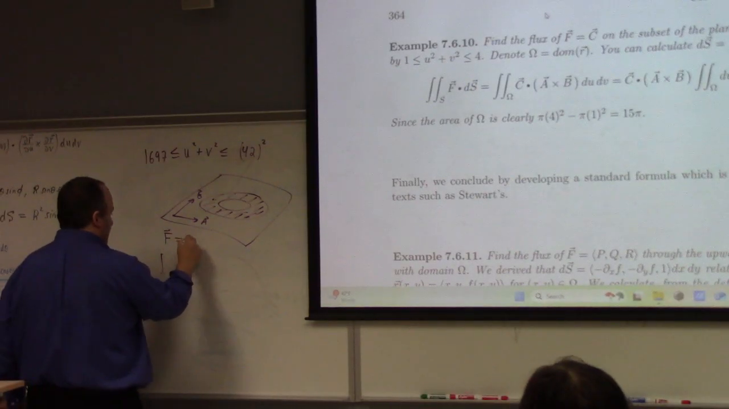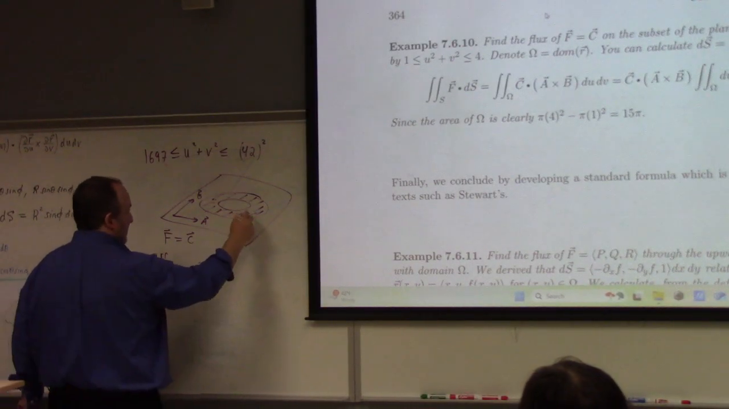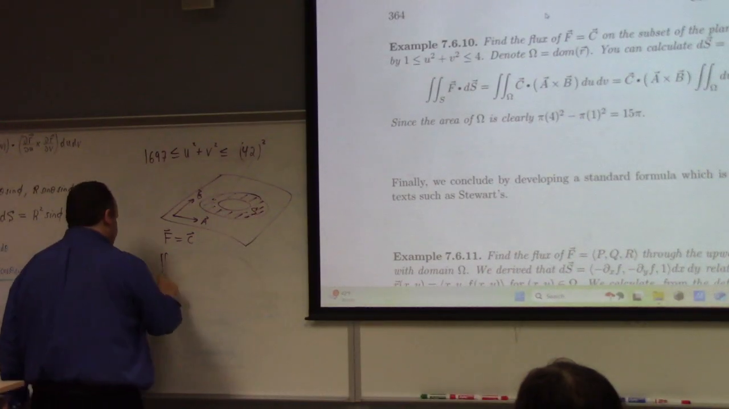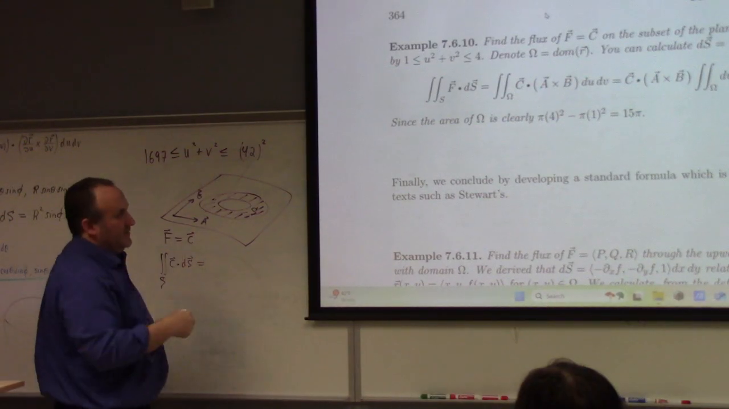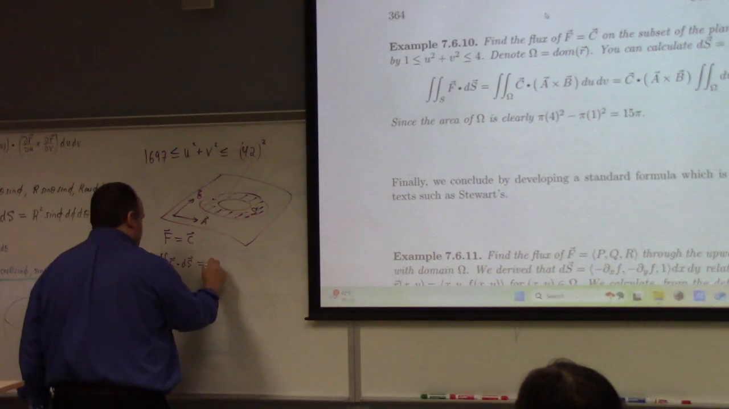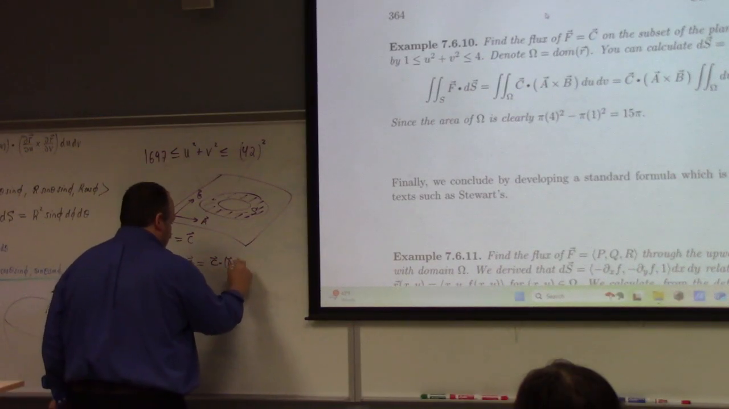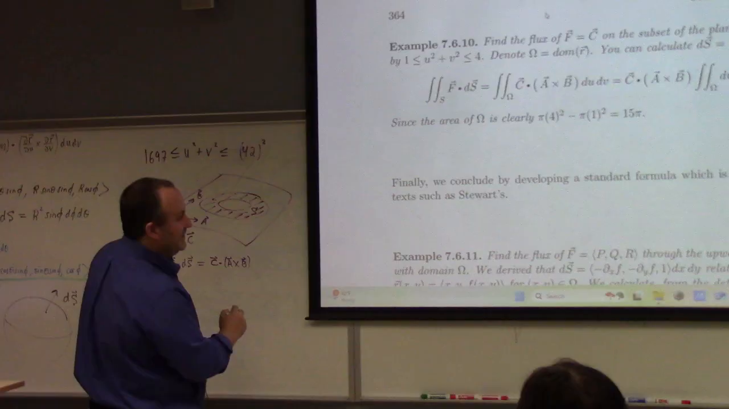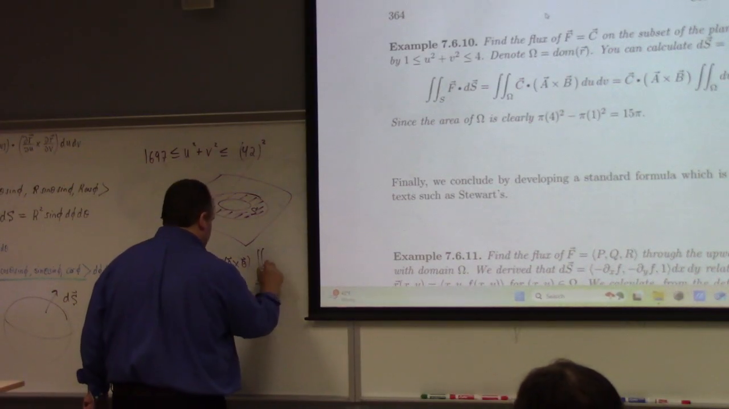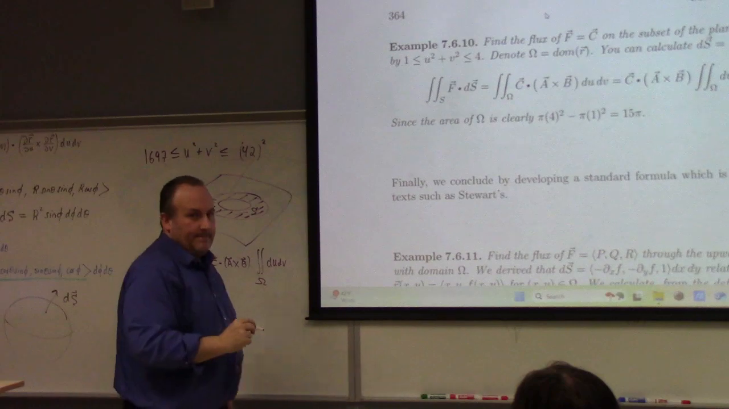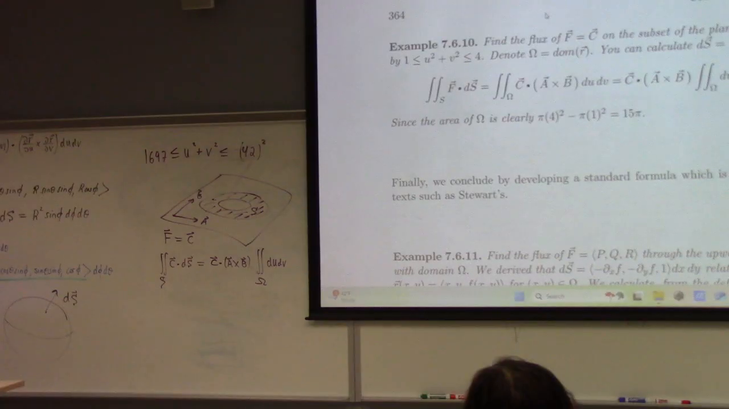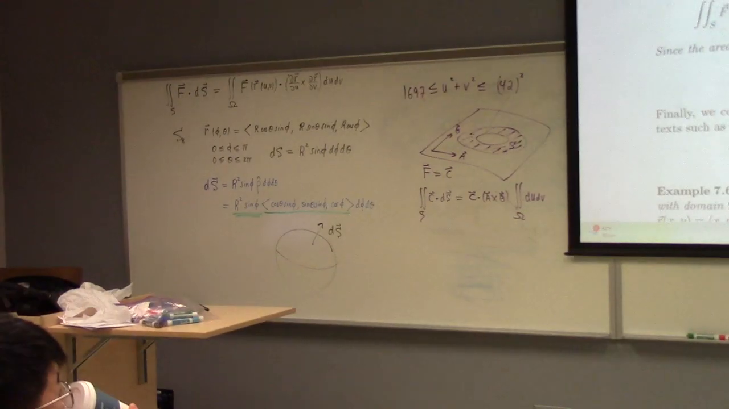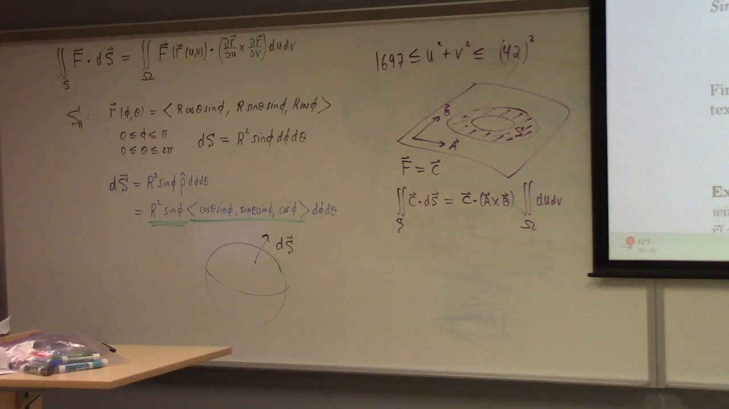My vector field F is C. The integral over this, whatever you call this thing, S, of C dot dS, for the reasons you guys can see up there, works out to C dot A cross B, times the integral over omega of du dv. But that's just an annulus, right? The region bounded by two circles. And what would that work out to here? We'd have C dot A cross B, right?